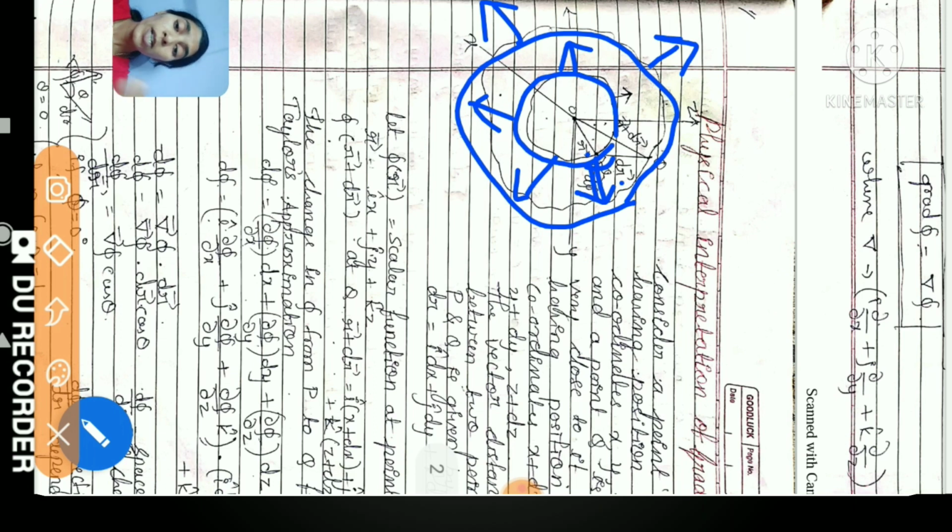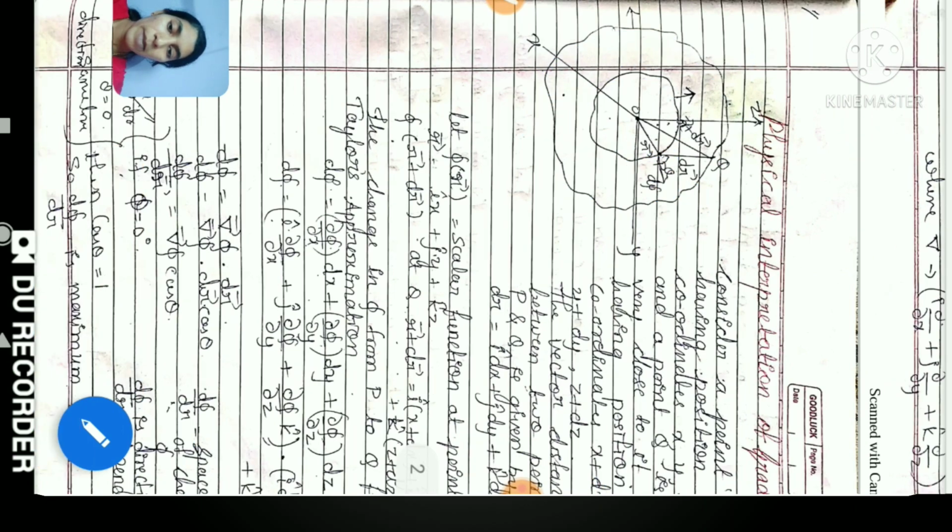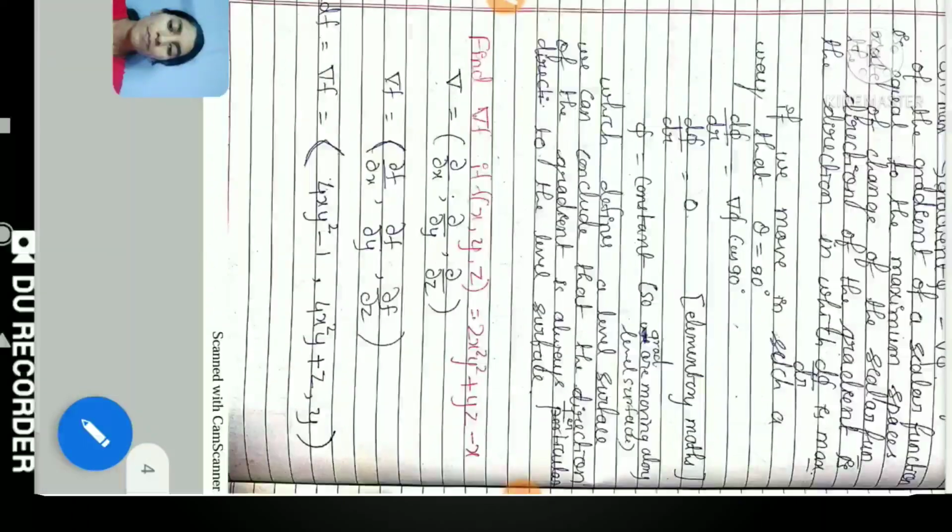So the temperature goes on increasing, which means what? The maximum temperature is towards that wall only. So the direction of the gradient is towards that wall. That is where there is a maximum value, that is the direction of that function. This is indicated by this whole derivation. So this is the physical interpretation of the gradient of a scalar function.